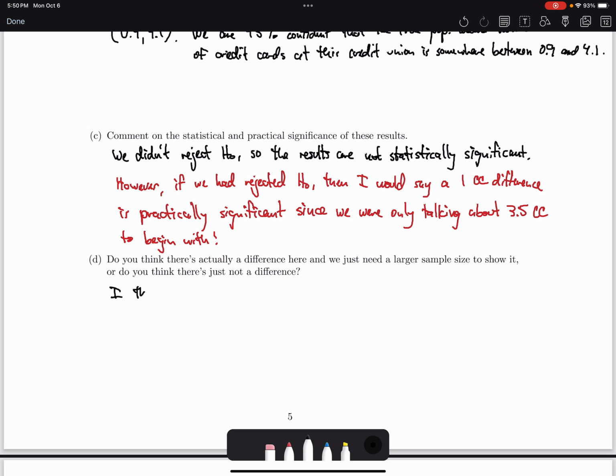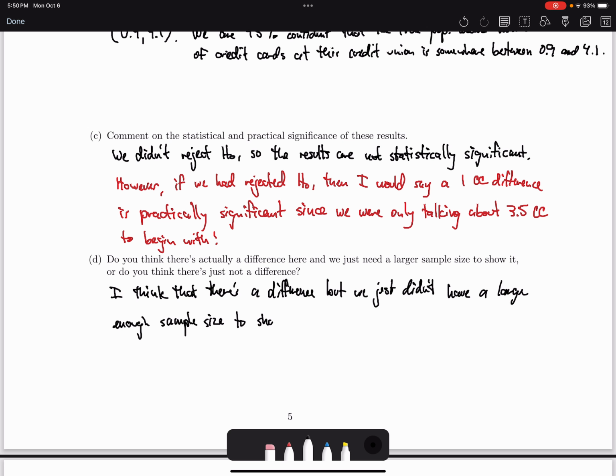So I think that there's a difference, but we just didn't have a large enough sample size to show it. Okay. Questions like part D really require a lot of careful thought, okay? Because the same thing could be true in the other direction.